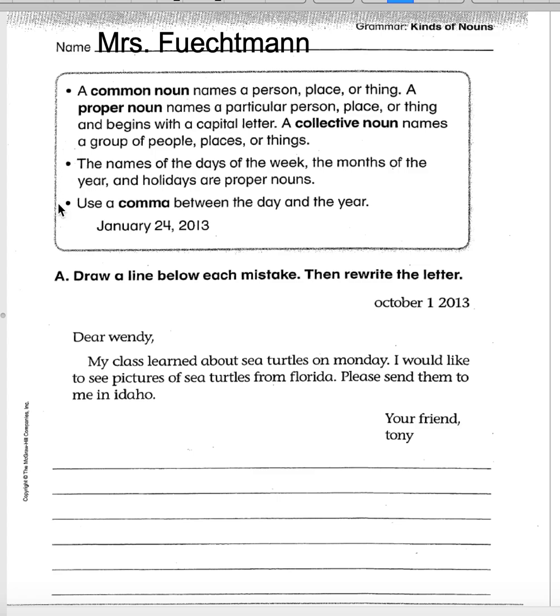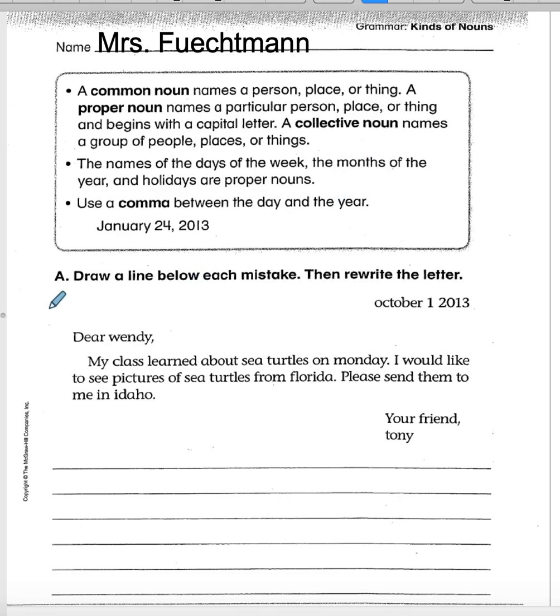1, 2, read. Use a comma between the day and the year, like January 24, comma, 2013. You want a comma to separate those numbers so it doesn't look like the day and the year are running together. So the directions for A, it says draw a line below each mistake, then rewrite the letter.